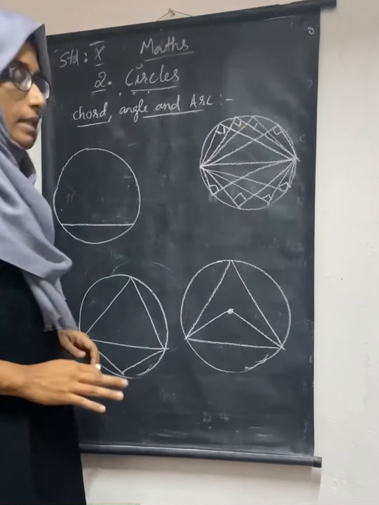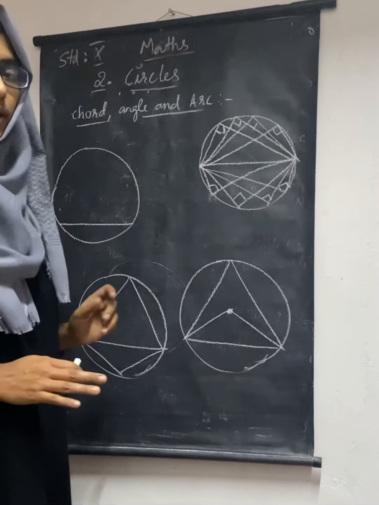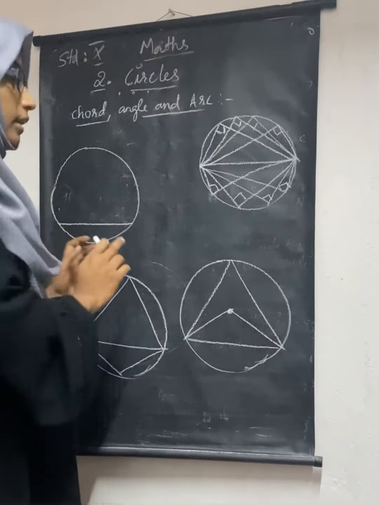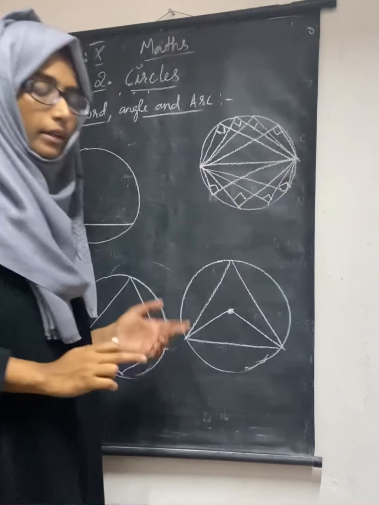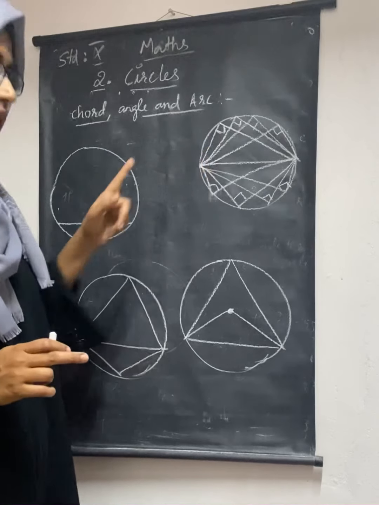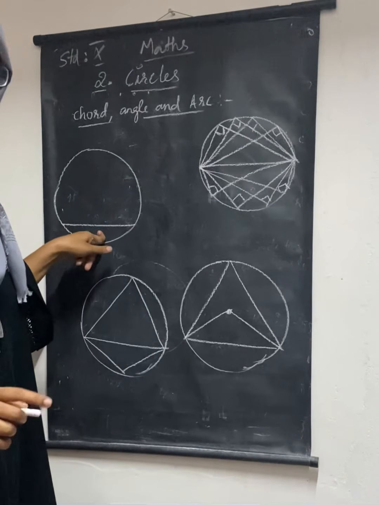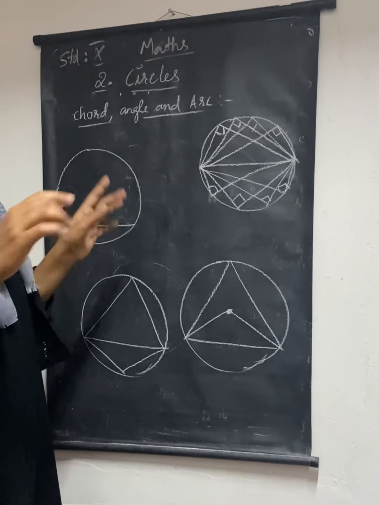Now that is kept aside. Now we'll move on to the next one. That is, you have a circle and you draw a chord, but before we had drawn a diameter. Now I am drawing one which is not a diameter. Is this a diameter? No, it is not a diameter, just a chord.